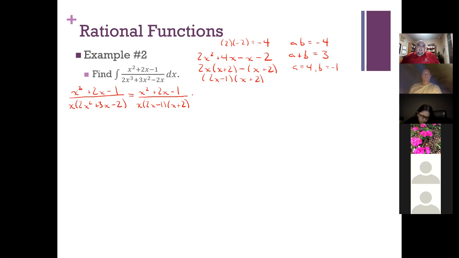So here's what I'm going to try to do. I'm going to assume that this rational function is the sum of 3 smaller fractions like this, and I'm going to try to find out what those A, B, and C are. Because if I can do that, then instead of integrating this nasty rational function, I get to integrate 3 much simpler rational functions.